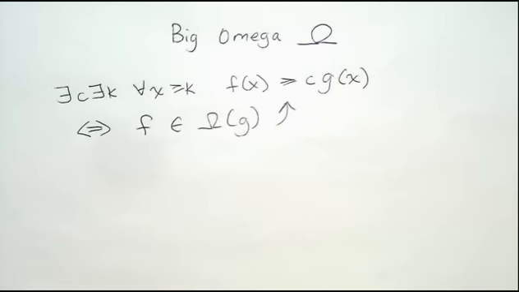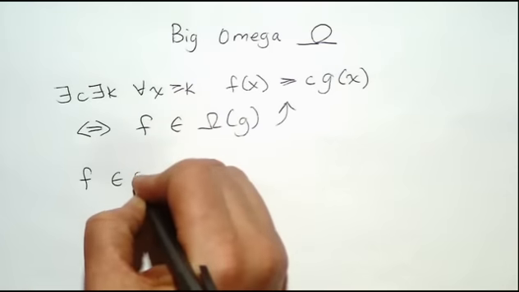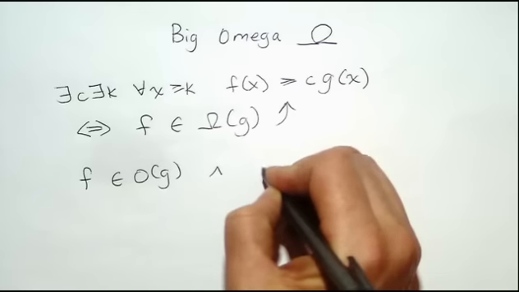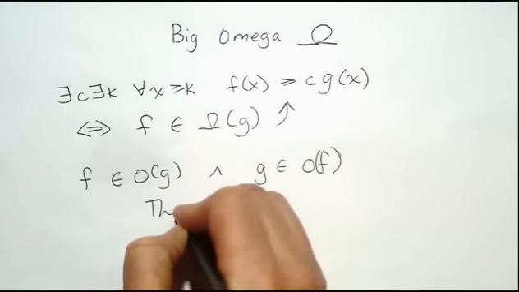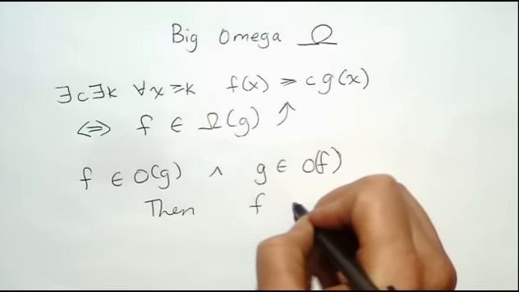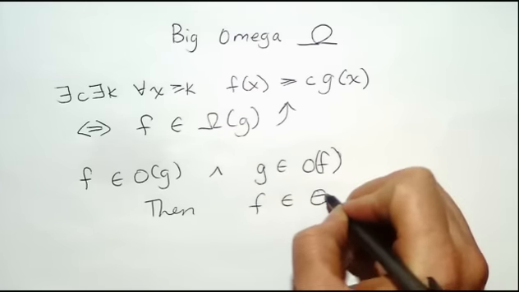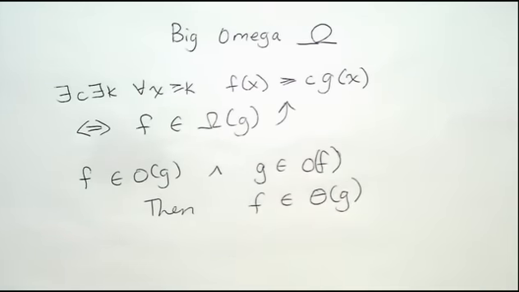So this is like the opposite. So if f is in big O of g, it is definitely not going to be in big omega unless they are approximately the same size. So if f is in big O of g and g is in big O of f, then f is in big theta of g. So big theta is the set of all functions that are approximately the same size. So they grow at the same rate.